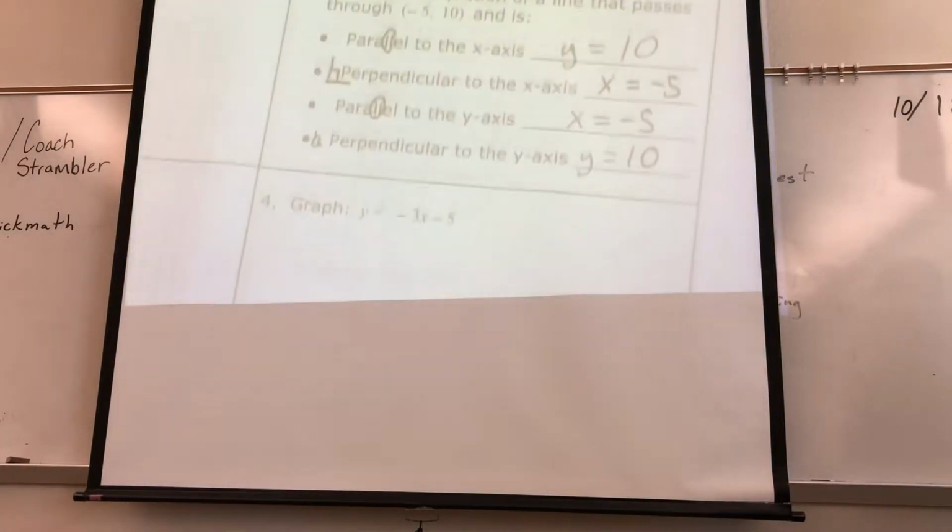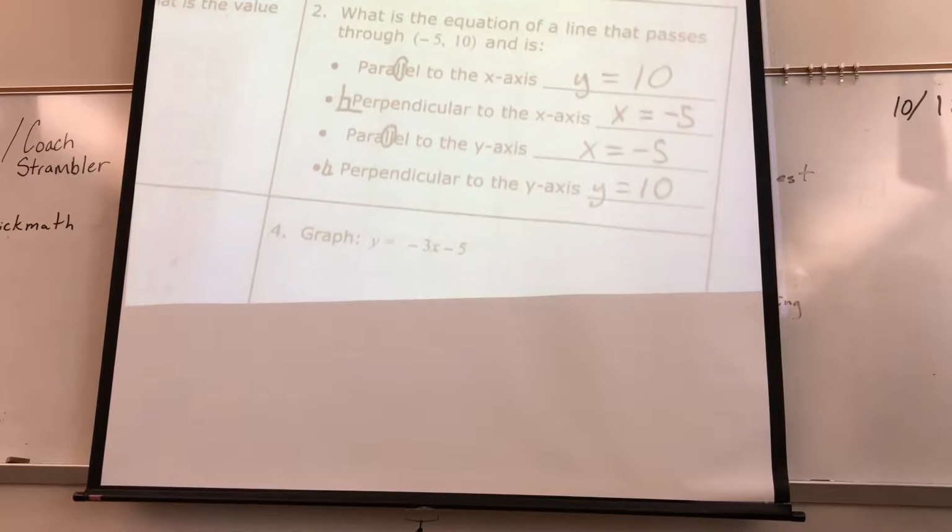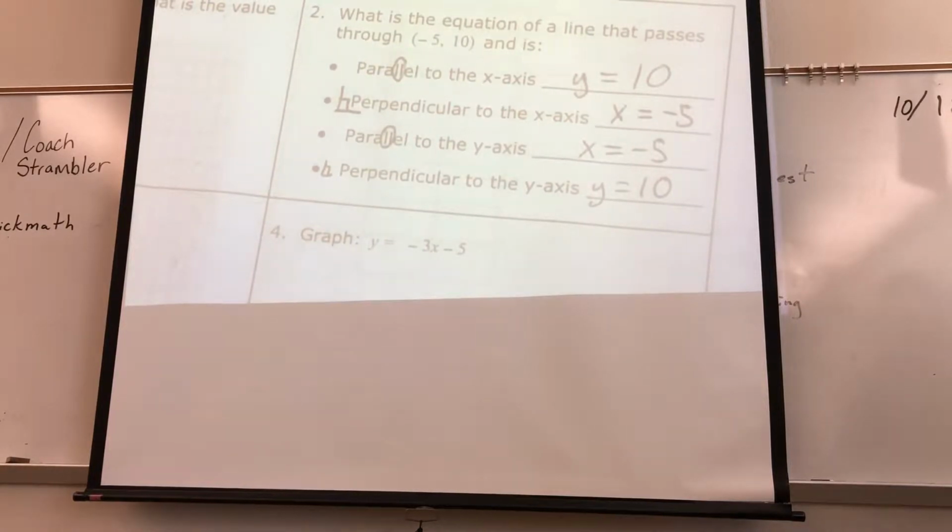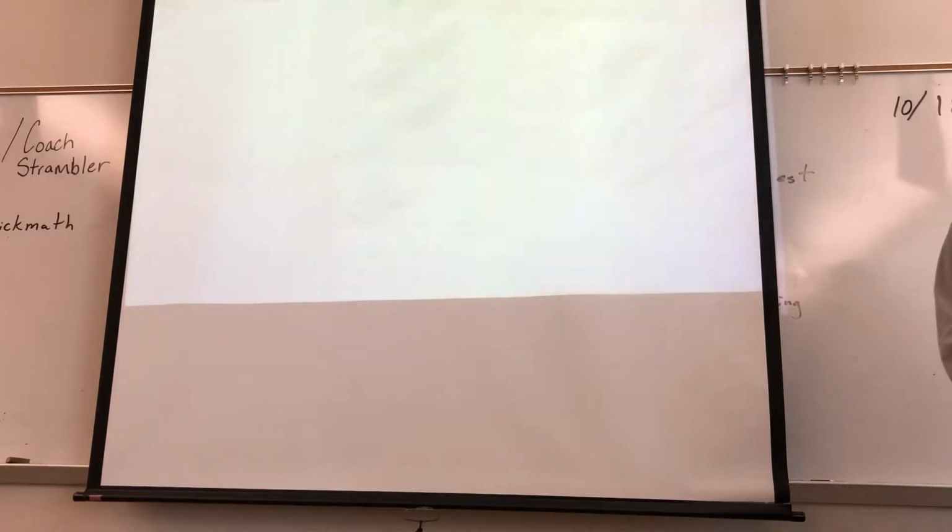Number 2, again, we went over this in class, but just in case you missed it, you need to draw that graph. Parallel to the x-axis is running like this. That's that y equals. Perpendicular to the x-axis makes a 90-degree angle. It's the x value. The other same thing. Remember the difference between parallel and perpendicular.